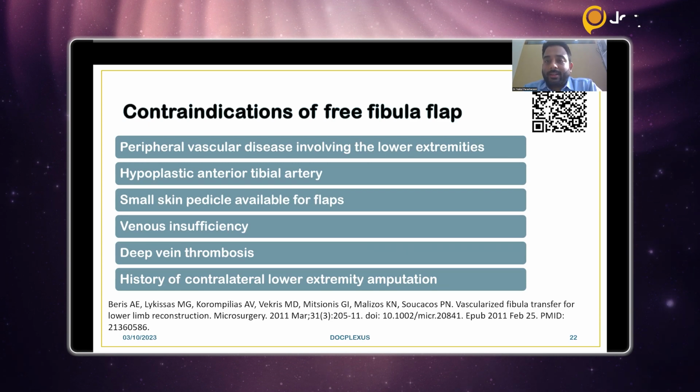So theoretically, there can be various contraindications to undertaking a free fibular graft. There are also various complications which include loss of skin paddle, such as skin paddle necrosis, osteocutaneous fistula, and soft tissue contracture, along with these mentioned complications.